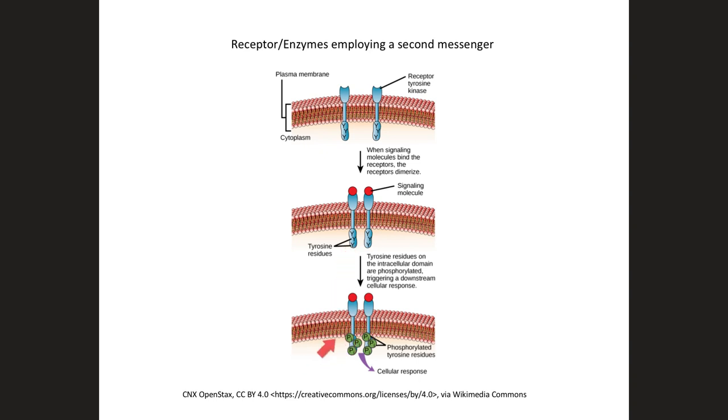It adds phosphates to its own tyrosine residues. And when that happens, specific proteins come and bind to these phosphates. There are proteins that are sitting in the cell that can only bind to these receptors when these phosphates are here. These proteins recognize the phosphates, bind to them, and then go ahead and generate a cellular response. So this is a receptor enzyme combination.